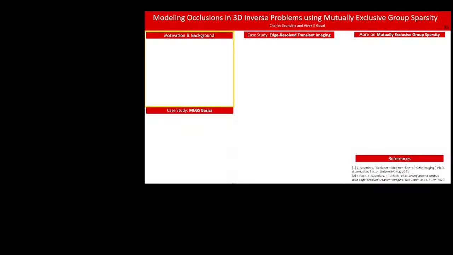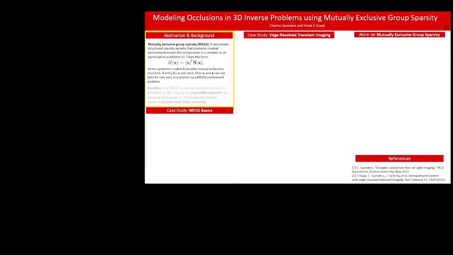Modeling occlusions in 3D inverse problems using mutually exclusive group sparsity. Mutually exclusive group sparsity, or MEGS, is a non-convex structured sparsity penalty that promotes mutual exclusivity between the components in the solution to an optimization problem, and it takes a simple form.